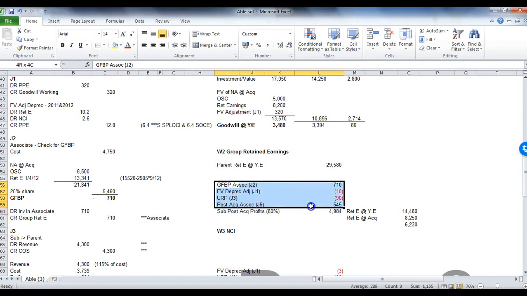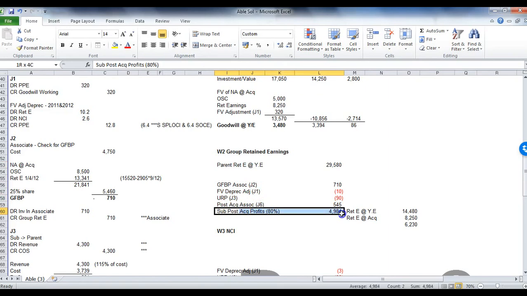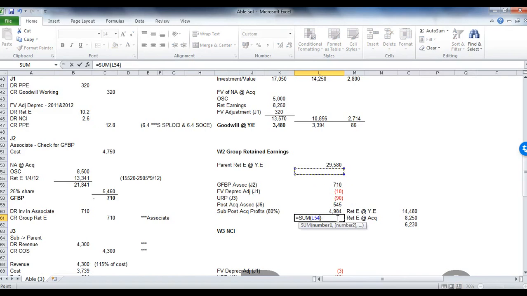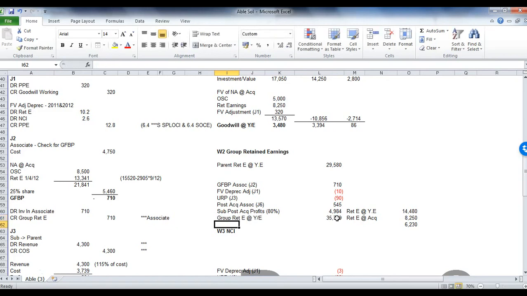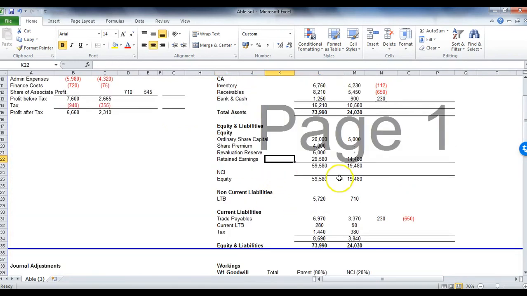We put in all the smaller adjustments at the very end, then we bring in the parent to start it off, and the share of the post-acquisition from the sub. And if we tot all them up, then you get group retained earnings at year end to be 35,719. And that is the figure that I'm just going to slot into my statement of financial position, working 2.